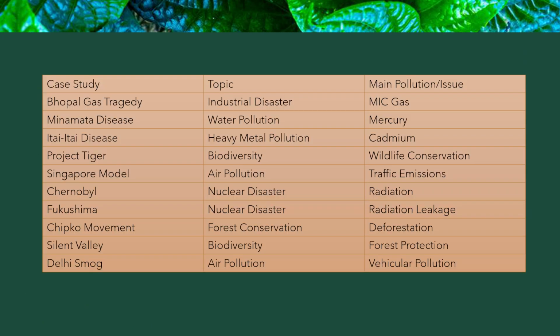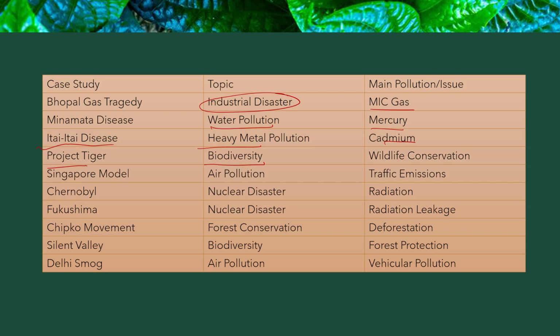Now, these are some case studies that you should keep in mind when attempting the paper because the questions demand examples. Like, suppose Bhopal gas tragedy in case of a disaster management question. The main pollution or issue was MIC gas, methyl isocyanate. Then second is Minamata disease, water pollution, mercury; cadmium, a heavy metal, was Itai-itai disease.